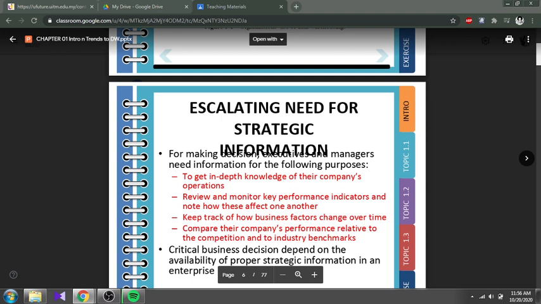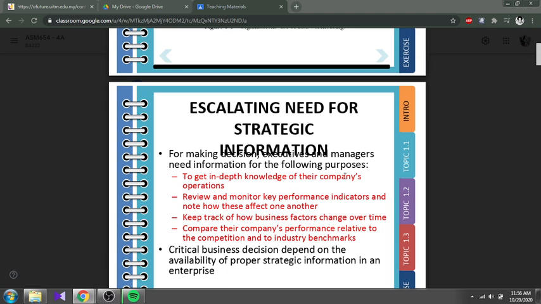So, how to deal with this data actually? The purpose is to get in-depth knowledge of their company operations. The manager has to know exactly what is happening from A to Z. They have to know exactly what they process, and review and monitor key performance indicators and note how these affect one another.